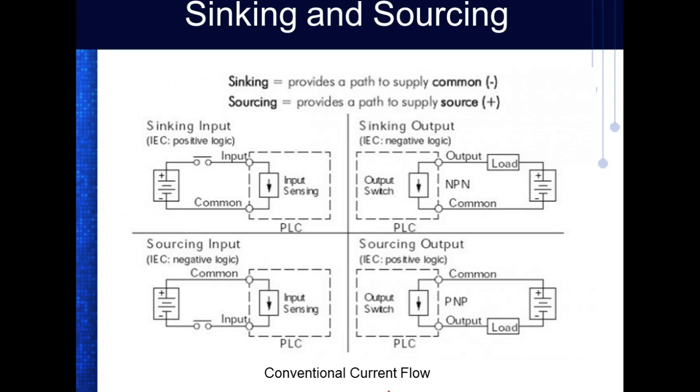A PNP device is sourcing, so we would hook it up to a sinking PLC or DC, for the batteries. So you think about power. To get current flow, we've got to have a voltage and we've got to have a common, right? You understand? So sinking provides the common. So that means something else is providing the what? Source. So if I've got a sourcing sensor, I would hook it up to a sinking input. So the PLC is providing the common. The sensor is providing the power.